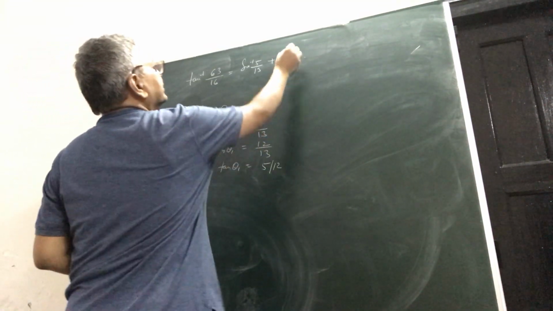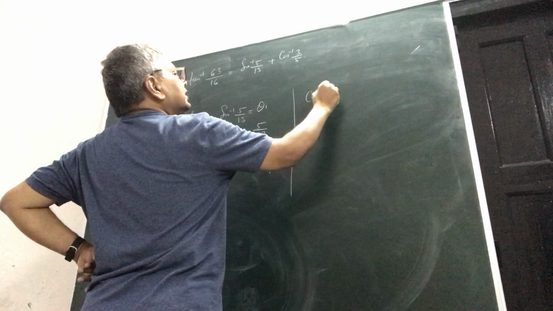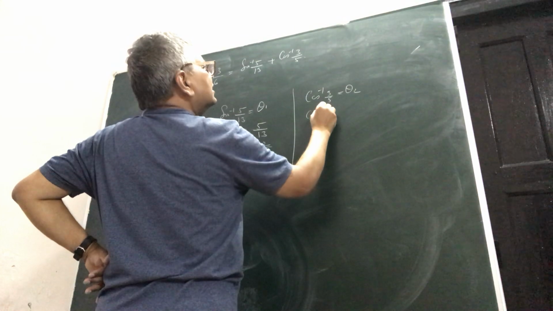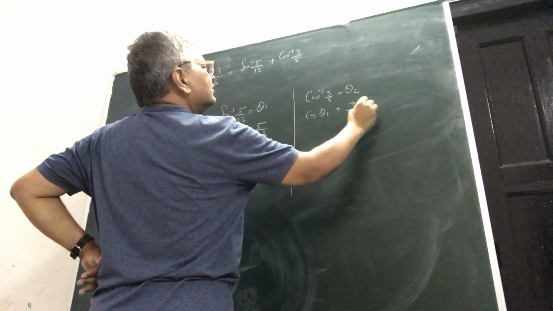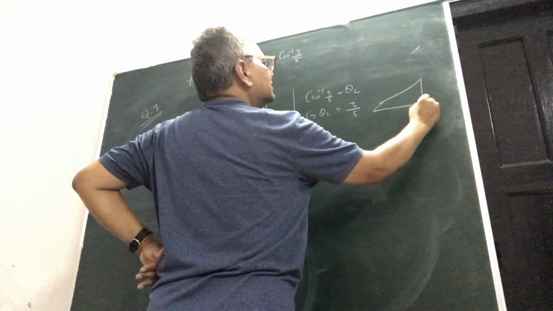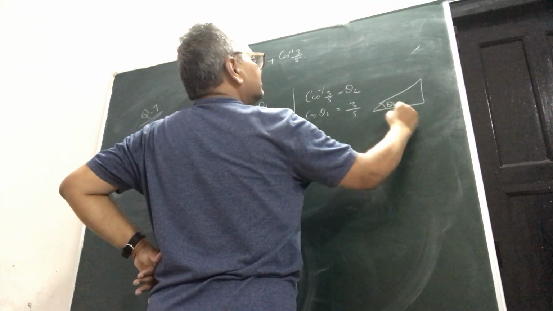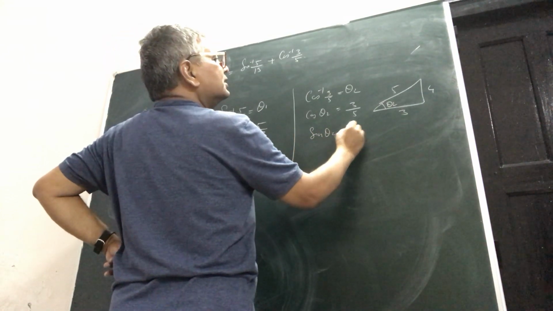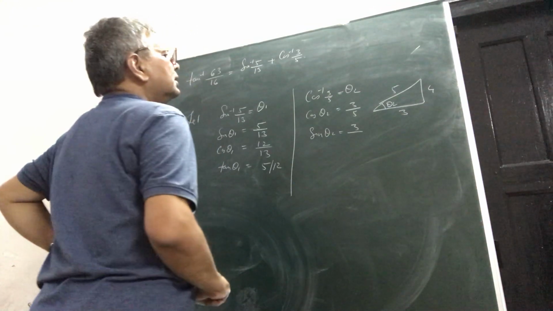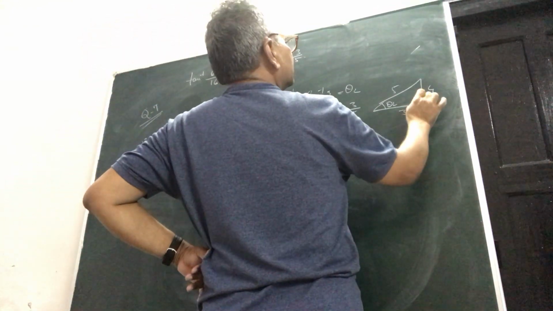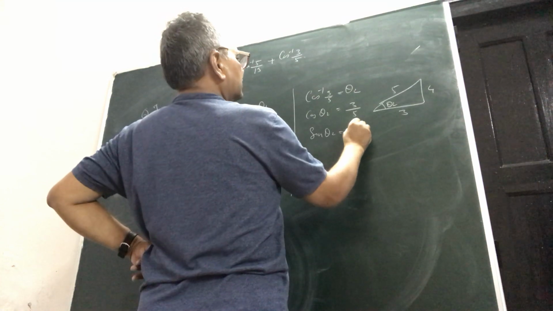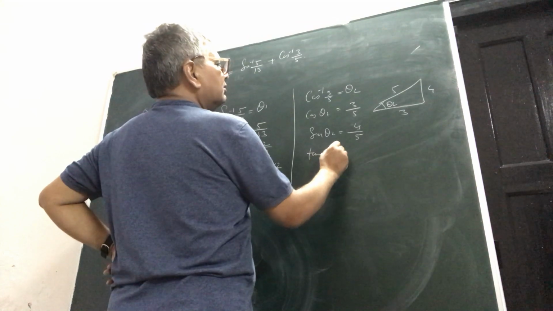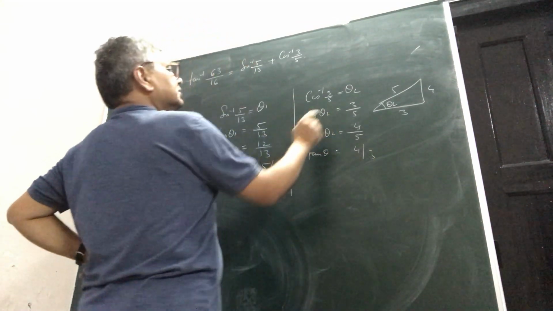Likewise, put cos inverse 3 by 5 equal to theta 2, so cos theta 2 is equal to 3 by 5. Again you can construct a triangle here. This is theta 2 and cos is 3 by 5, so the third side is obviously 4. So sin theta 2 will be 4 by 5, isn't it? And then tan theta 2 will be sin theta 2 upon cos theta 2, which is 4 by 3.